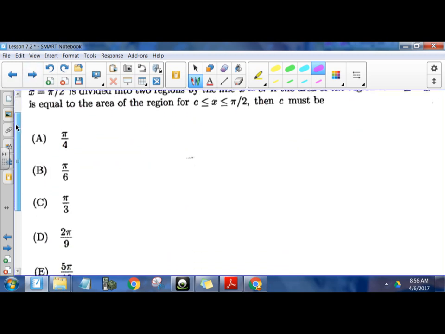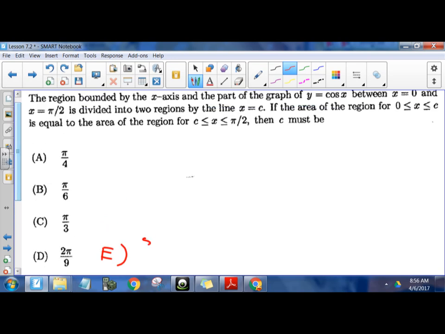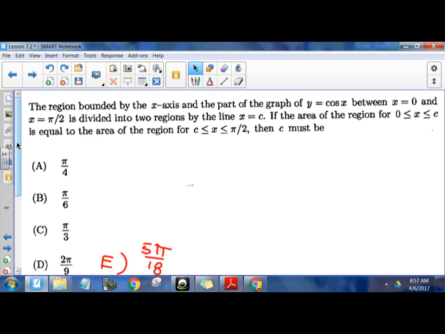Okay. Here's a good AP problem. Choice E is cut off, so I'll put it here for you: 5 pi over 18. I'd like you all to try this. This is calc active. The region bounded by the x-axis and part of the graph of cosine x between 0 and pi over 2 is divided into two regions by some line x equals c. There's some vertical line that splits it into two regions, and the areas of those regions are equal. If the area between 0 and c and the area between c and pi over 2 are equal, then what is c? This problem asks you to set up integrals with a constant as a bound, and then solve the integrals to find what c equals. Give it a shot.